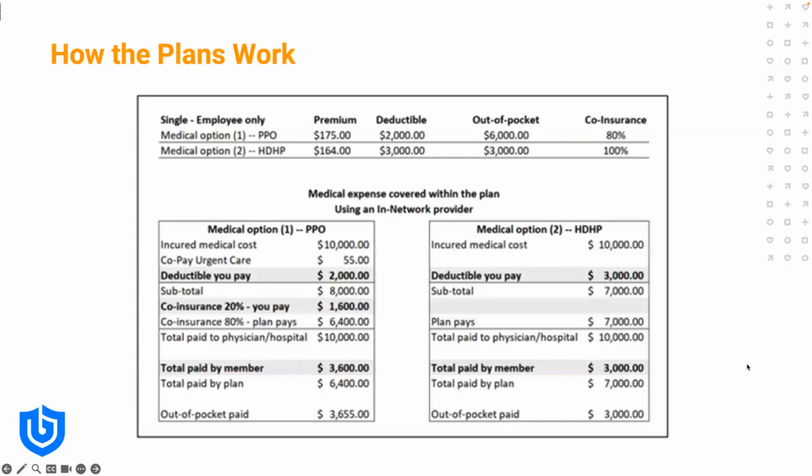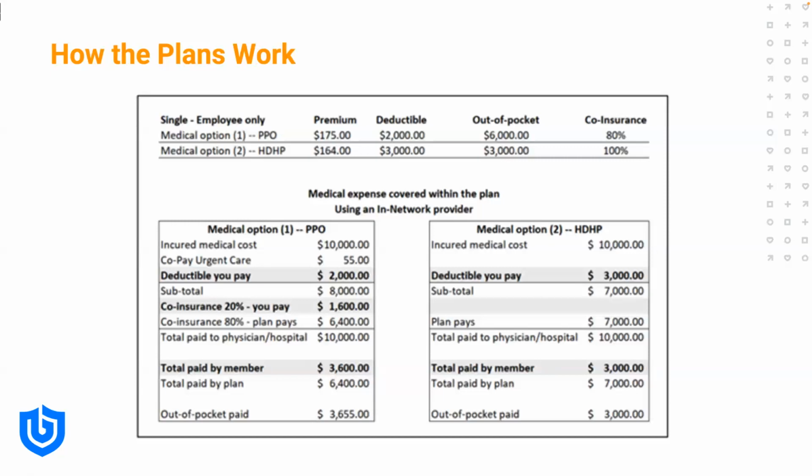All right, so I just wanted to give a quick example of how the medical plans work. So let's take the first example, plan option 1. The individual deductible is $2,000 and the out-of-pocket maximum is $6,000 with 80% coinsurance. The member went to the urgent care and incurred a medical cost of $10,000 along with their urgent care copay of $55. The member must pay $2,000 towards those services to meet their deductible first, and then the balance of the remaining cost is $8,000, and that's when the coinsurance kicks in.